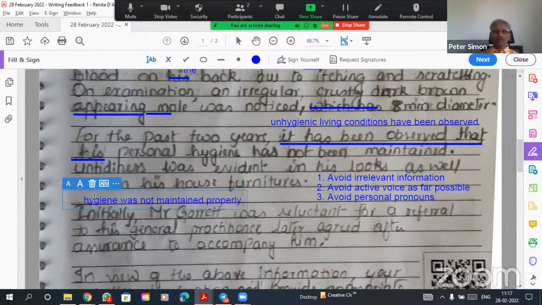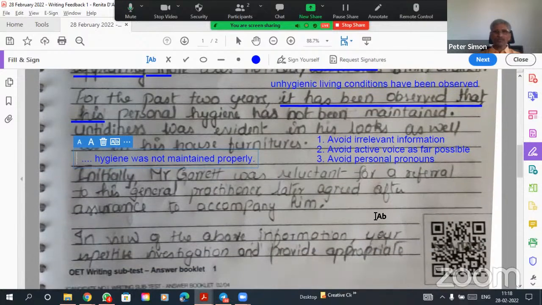Finished. Why do you want to say it has been observed that for the past 2 years, hygiene was not maintained properly? Unnecessary information. Don't you feel that it has been observed here? It was not maintained properly, means it is observed only. Why should you say it has been observed? It's too much. This clearly gives a picture. Don't use unnecessary expansions.